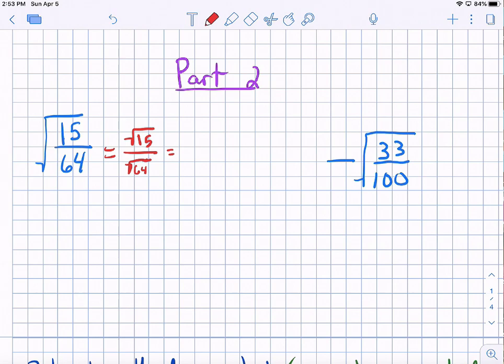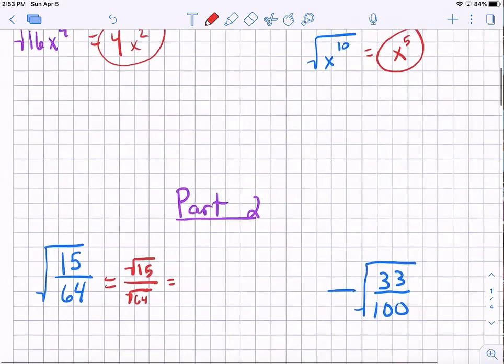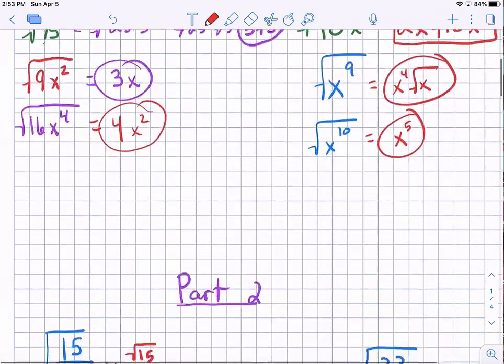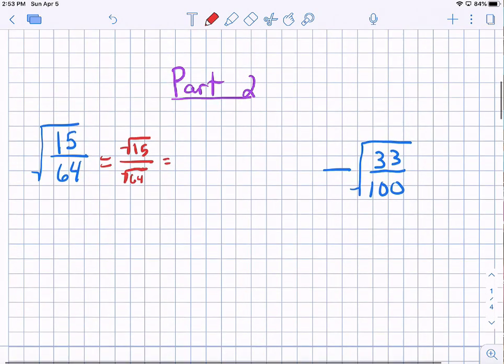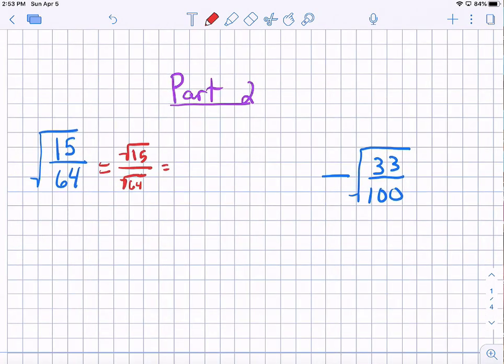And that way I can simplify this a little bit. So the square root of 15 on top, I can't do anything with that. I can't even simplify that. If I try to do what I did Friday, what I did up above, it won't work. The only things that go into 15 are 5 and 3. Neither of those are perfect squares. Square root of 64 is 8. So I can reduce or simplify this to the square root of 15 over 8.